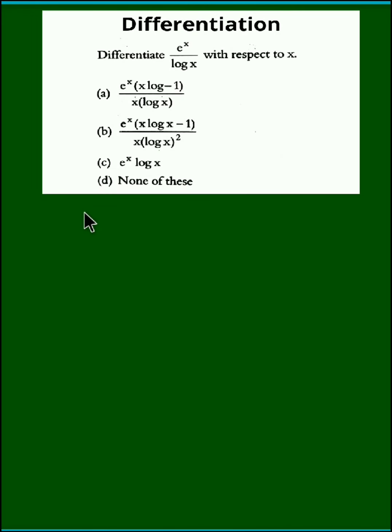Hello and welcome back. We now discuss an example from differentiation. The question is: differentiate e raised to x upon log x with respect to x. So let us assume this function as y. So we say let y is equal to e raised to x upon log x. And now we have to find dy by dx.